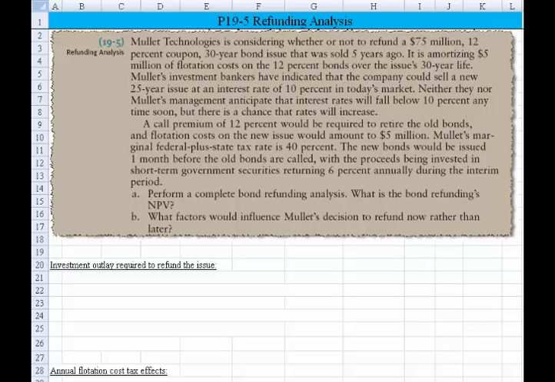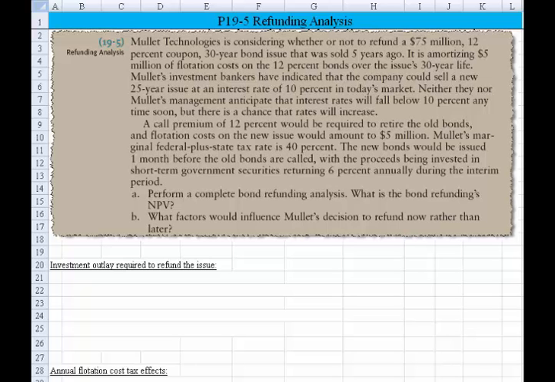It is amortizing $5 million of flotation costs on the 12% bonds over the issue's 30-year life. Now, the company's investment bankers have indicated that the company could sell a new 25-year bond at an interest rate of 10% in today's market. Neither they nor the management anticipate that interest rates will fall below 10% anytime soon, but there is a chance that the rates will increase.